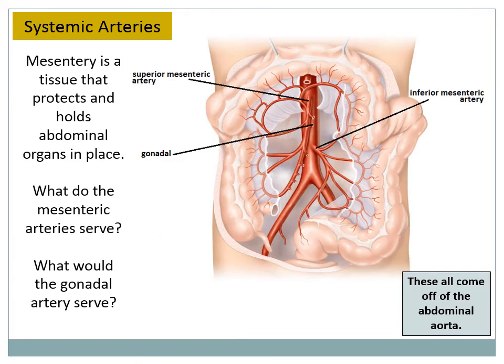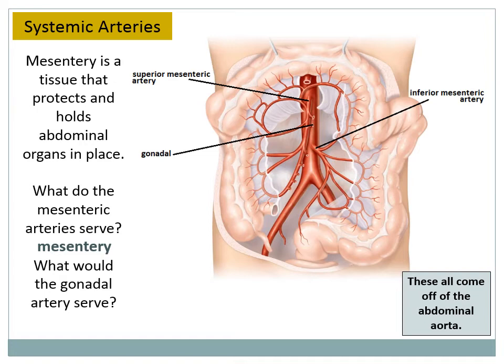So mesentery is a tissue that protects and holds your abdominal organs in place. It's an interesting tissue. When we dissect the cat, you're going to be able to see it really easily, and it's actually pretty interesting. What do the mesenteric arteries serve? This is an easy one, the mesentery, right? So it's going to serve the mesentery. Your digestive system and all that stuff needs a lot of blood to it so it can do its job correctly. So the mesentery is going to be served by those mesenteric arteries.